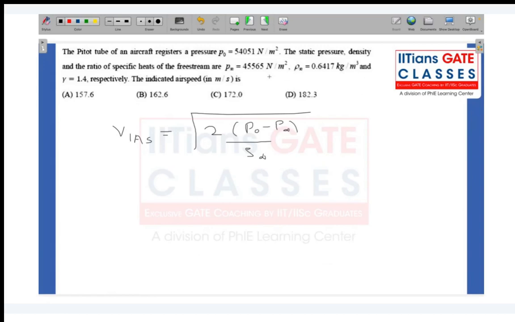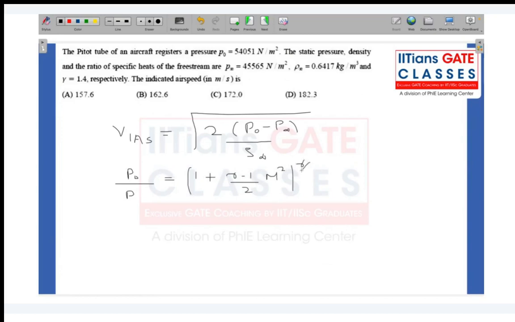So let's use the gas dynamics relation between P naught and P to evaluate the Mach number. So P naught by P equals 1 plus gamma minus 1 by 2 into M square whole power gamma by gamma minus 1.